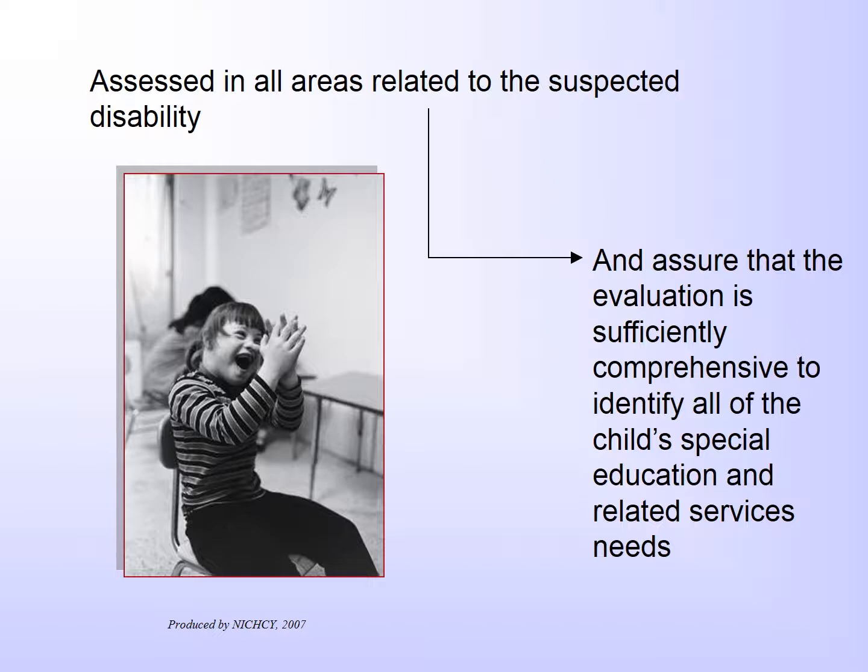The evaluation team needs to ensure that the child is assessed in all areas related to the suspected disability. This could include, if appropriate, health, vision, hearing, social and emotional status, general intelligence, academic performance, communicative status, and motor abilities. In addition to assessments in the child's suspected disability area, the team must complete assessments that identify all of the child's possible special education and related services needs.